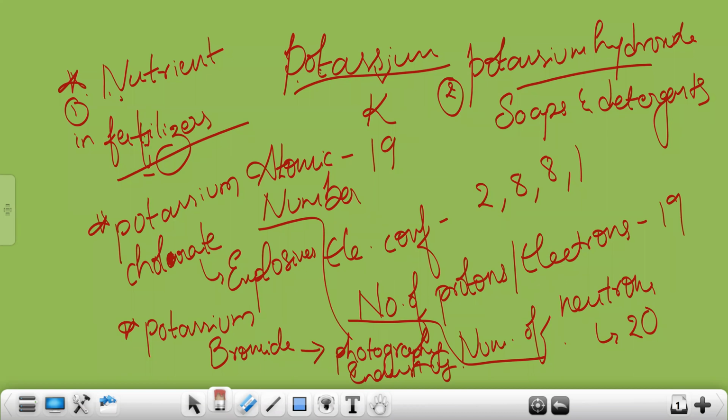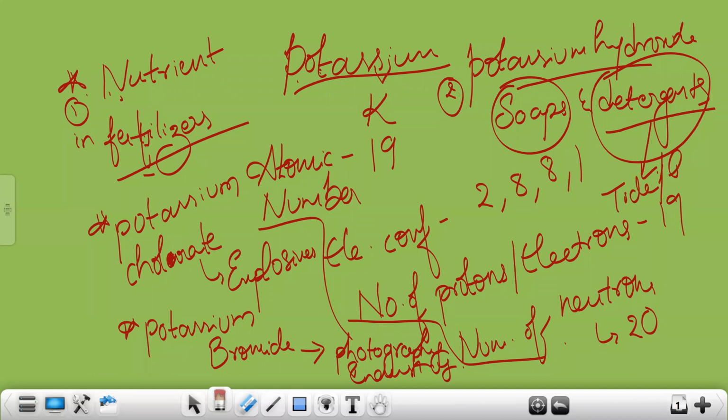Okay. Next, potassium when combined with hydroxide. Potassium hydroxide is used in making of soaps and detergents. You know what soaps are, right? Everybody uses soap. And everybody uses detergents for washing clothes. Tide, Surf Excel, Rin, whatever it is, those are all detergents. So all these detergents and soaps are made with the help of potassium.